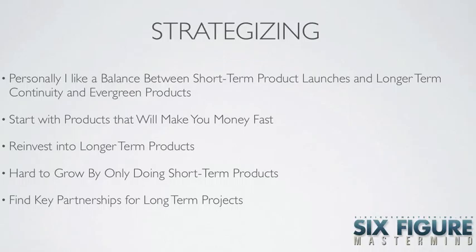What I'd like to do right now is personally balance between short term product launches and longer term continuity or evergreen products. I'd like to have a few quick products that I can launch and make a nice burst of income, but then reinvest it into some of your longer term programs or products. So start with products that'll make you money fast. I strongly recommend doing that. This way you can start to get some money in your bank account and actually have the money to invest more time and effort and energy into a longer term program.